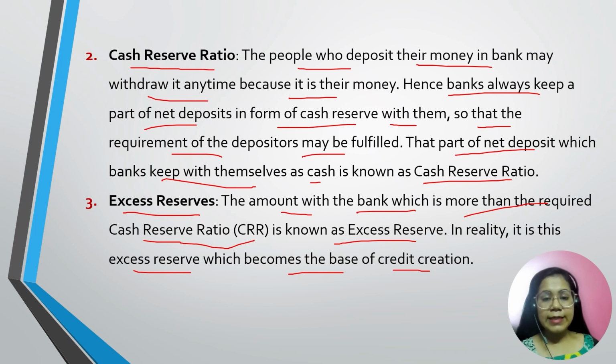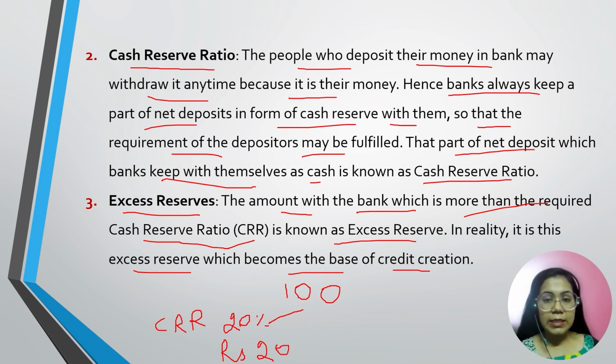See, let me give you an example. Say the bank got 100 rupees as deposits. Now, of this 100 rupees, maybe they decided to keep 20%. Okay, so maybe their CRR, cash reserve ratio, is 20%. So what will be 20% of 100 rupees? It will be rupees 20. So this is the amount of reserves that they will keep with themselves in case some depositor asks for their money back. So this is the reserves, CRR.